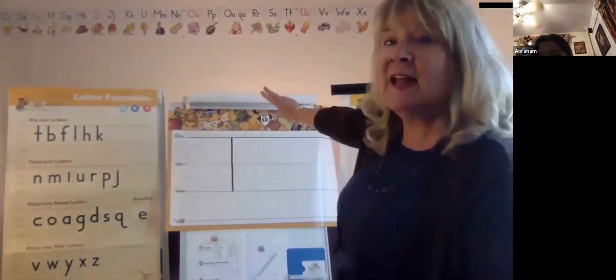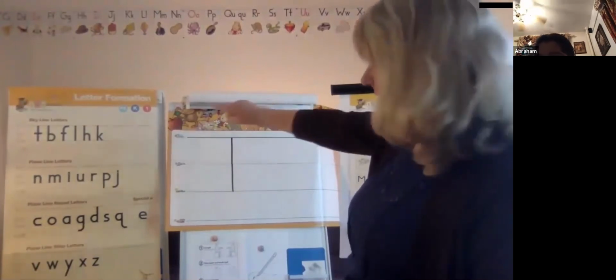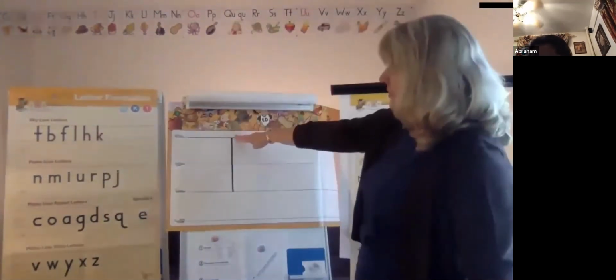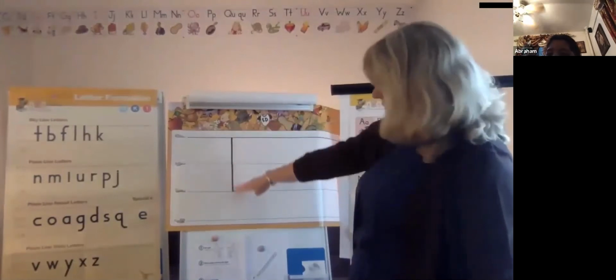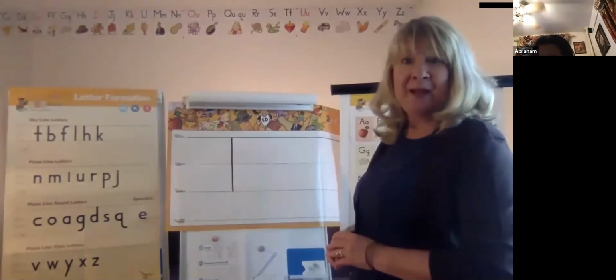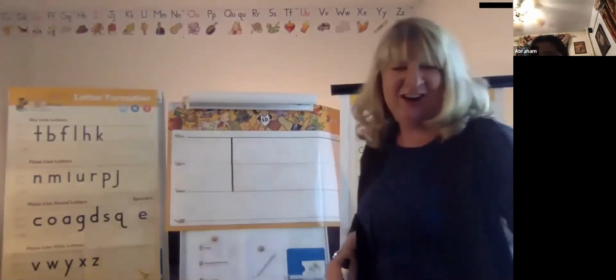L is a skyline letter. It starts on the skyline. Point to the skyline, go down to the grass line, and stop. L, lamp, L. Great job.